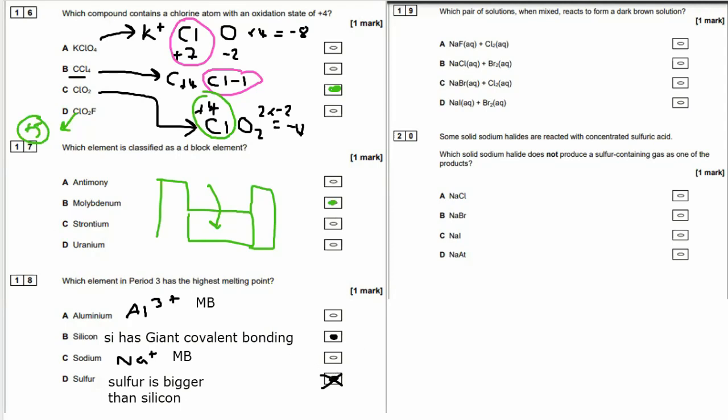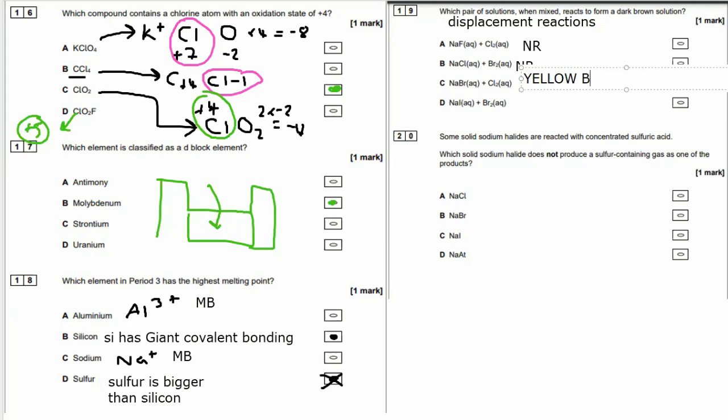Which pair of solutions, these are displacement reactions. Okay, so when mixed, which pair of solutions will make a dark brown solution? Well, we've got sodium fluoride plus chlorine. There's going to be no reaction. Chlorine is less reactive than fluorine. It can't displace the fluorine. And then this one is no reaction. Bromine is less reactive than chlorine, so can't displace the chloride from the sodium. Here, the chlorine is more reactive than bromine, but when you push bromine out, bromine is yellow, or actually it's even orange. Bromine water or bromine solution is orange in color, so that's not brown.